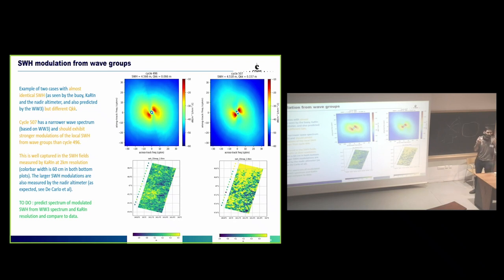And also for us, for C-state bias corrections, this might be important because if we're able to resolve local SWH, we could in principle apply better C-state bias corrections.